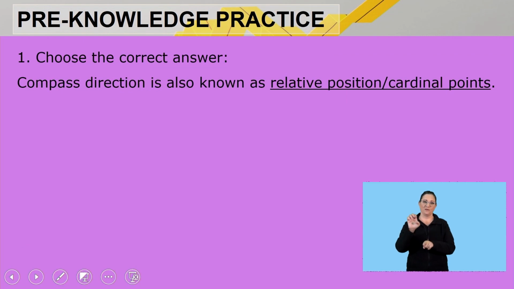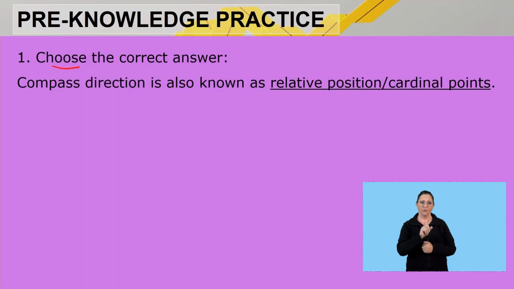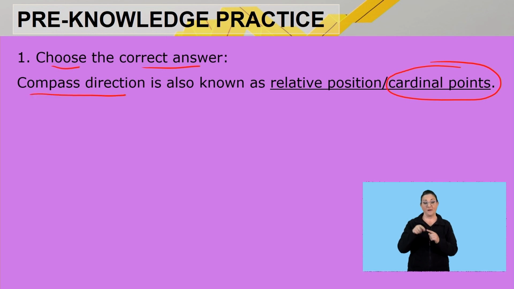All right, now let us do a quick practice, and I want you to work with me. Question number 1, choose the correct answer. Compass direction is also known as relative position or cardinal points. I agree with you. So that is indeed also known as cardinal points. So remember, compass direction is also known as your cardinal points.